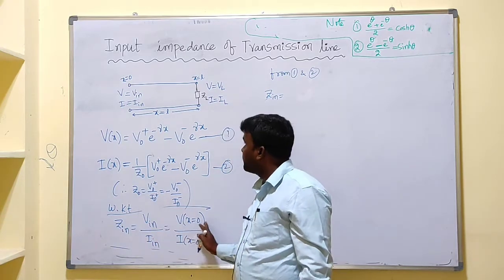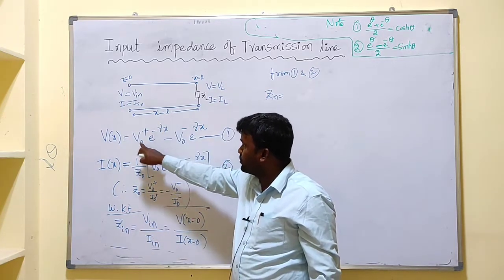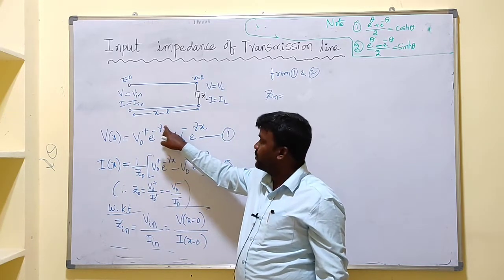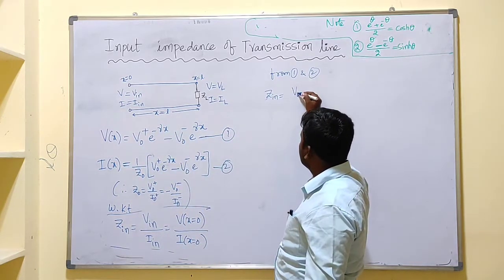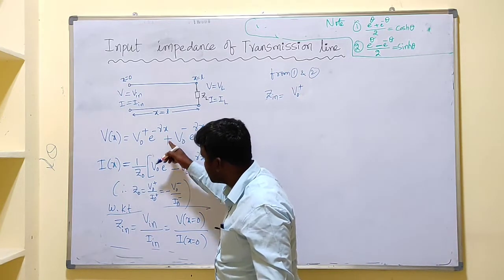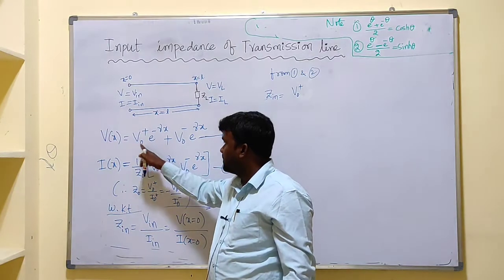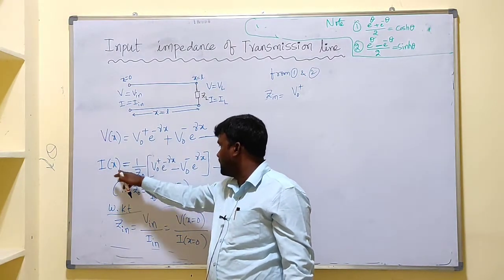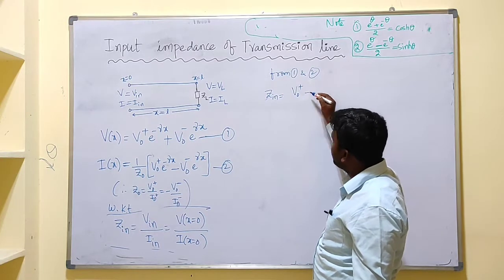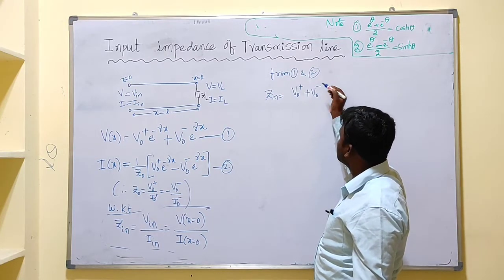VIN is V of x equal to 0. Let us substitute x equal to 0 in V of x. So that is V naught plus e to the power 0, that is V naught plus. Of course, sorry, here it is plus. Sorry for the mistake. For V of x it is plus, whereas for I of x here we will get minus. So that is V naught plus, and here it is V naught minus.